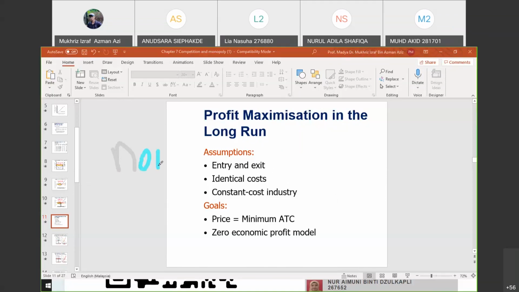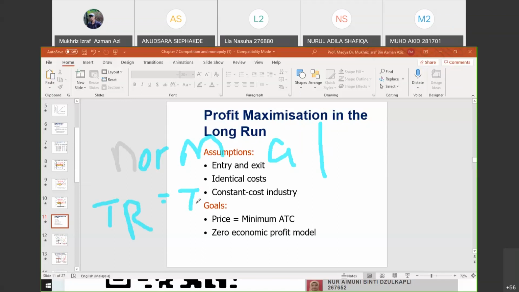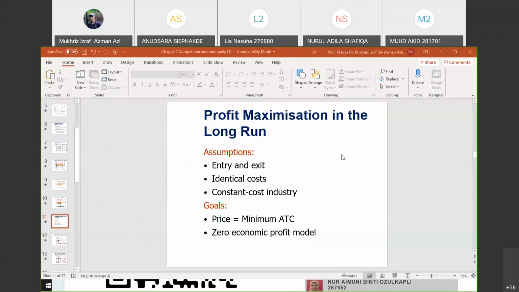Normal profit means total revenue is equal to total cost. In accounting terms we call it break even, or we can also call it zero economic profit. Some books use the word normal profit. Normal profit means zero profit. In accounting we use break even. Break even means the revenue is equal to the cost of the product, meaning the firm cannot make any positive profit, unlike what you saw just now in the short run.